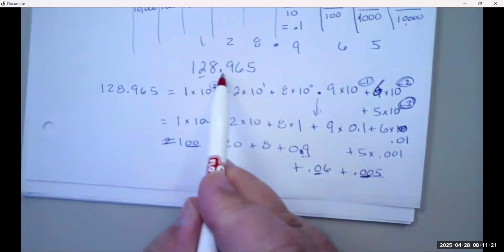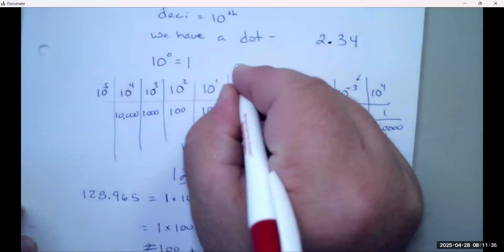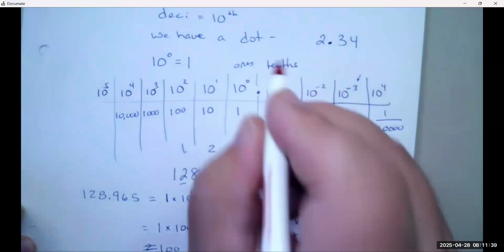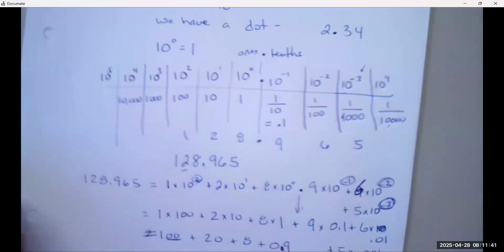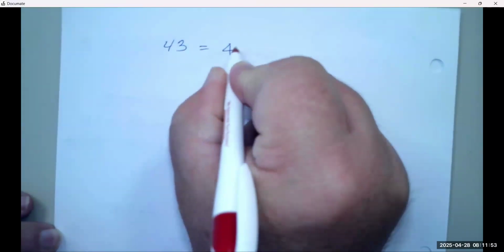What about this one, 0.965? It always starts before the tenths place because of the name. Not tens, the tenths place. Here's the ones. This is the tenths. There's where the decimal is. Yes, what you're trying to say is this: any number can be written as a decimal.